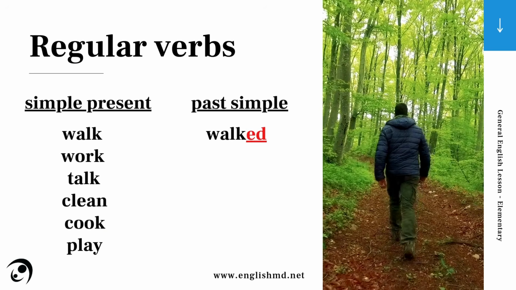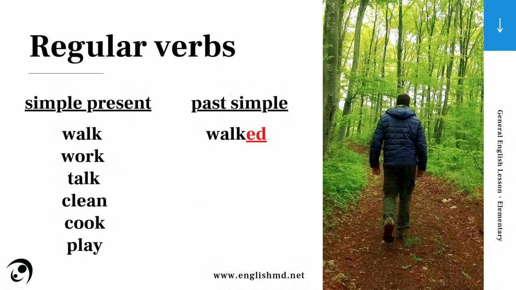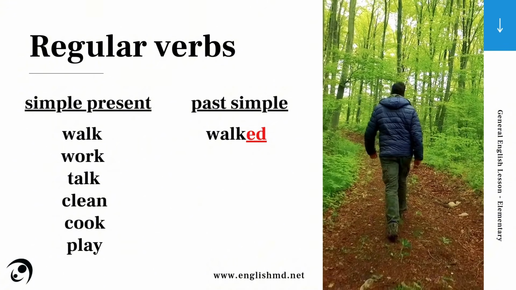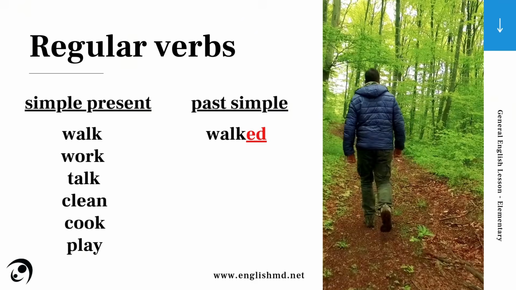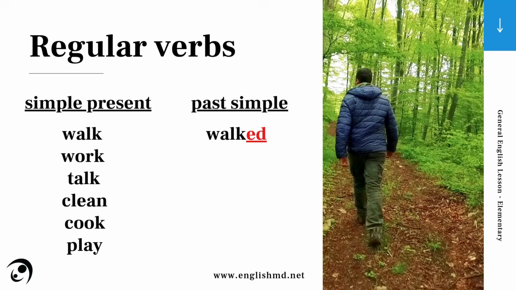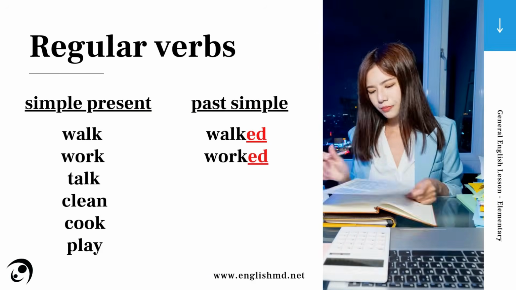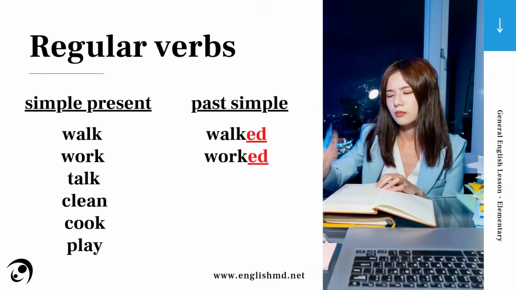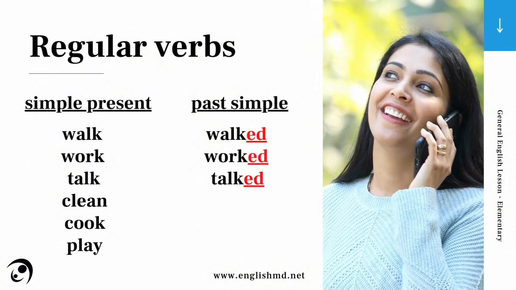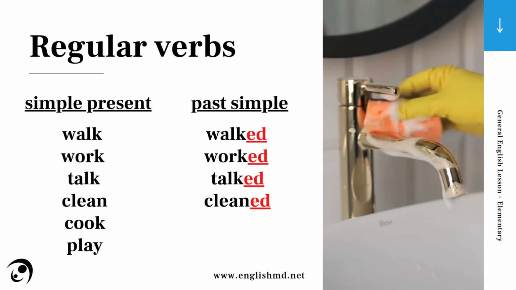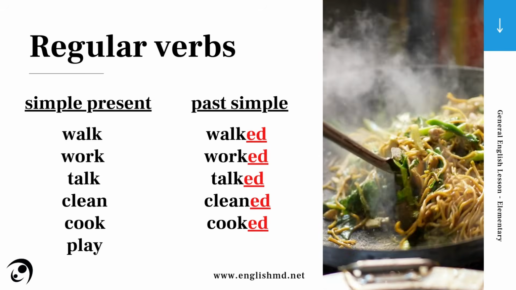Now we're going to review some common regular verbs in their past simple form. Remember that for regular verbs, to make them past simple, we usually add d or ed. The first verb we will look at is walk. The past simple of walk is walked. Work, worked. Talk, talked. Clean, cleaned. Cook, cooked.